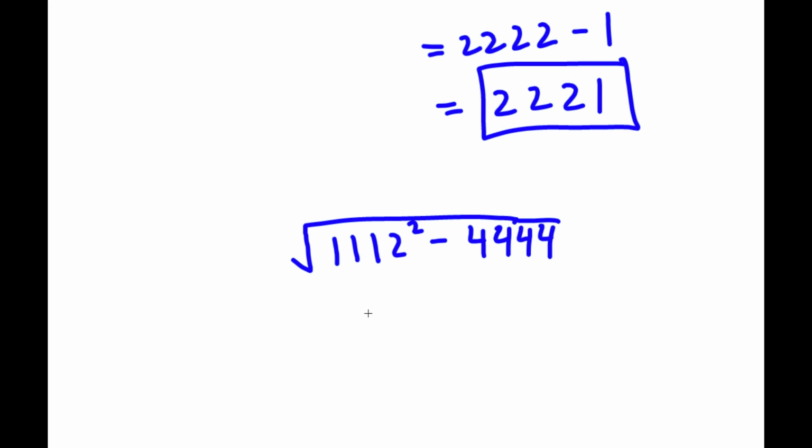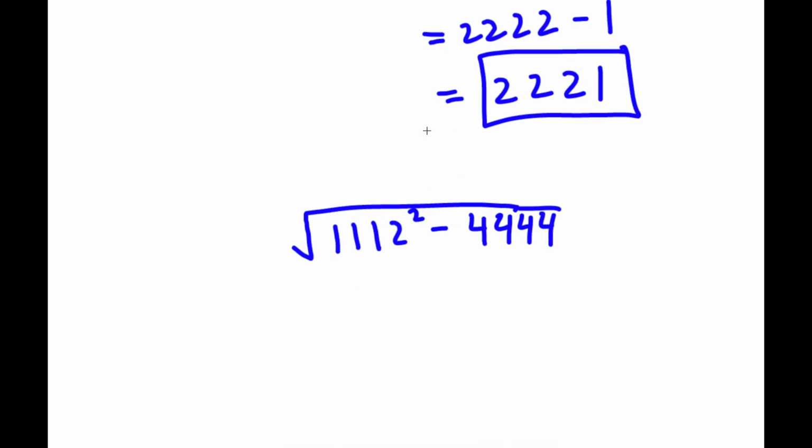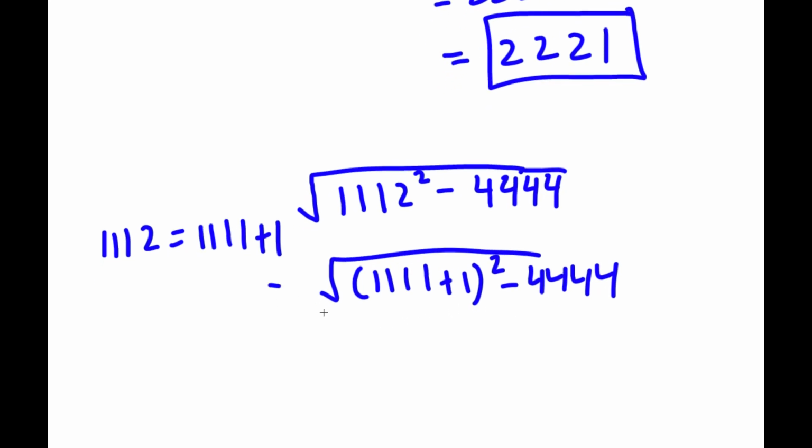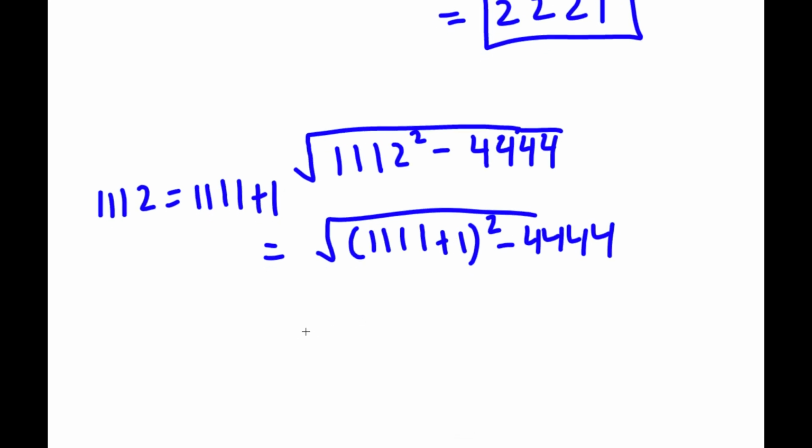All right, so we have the square root of 1,112 squared minus 4,444. And we're going to use the same tricks we used to solve the initial problem. So 1,112 is the same thing as 1,111 plus 1. So now I'm going to substitute in 1,111 plus 1 for 1,112. So now I get the square root of 1,111 plus 1 squared minus 4,444. Now, again, I'm going to ignore the square root for now and just focus on what's inside. So 1,111 plus 1 squared minus 4,444.